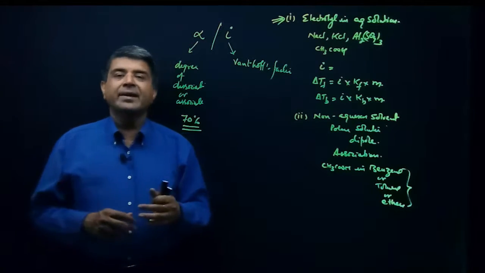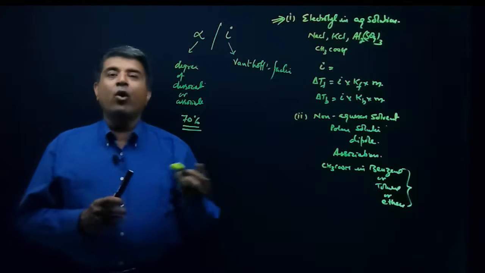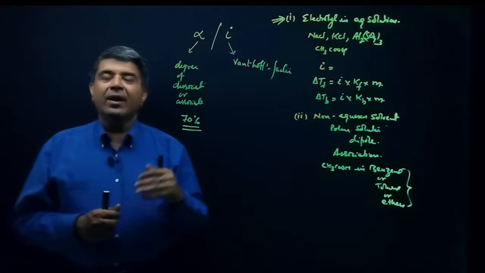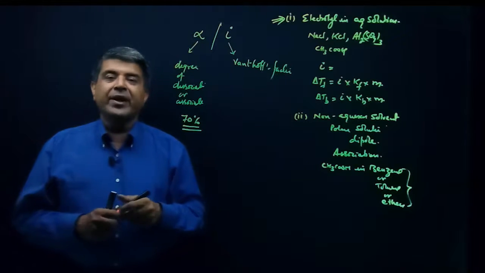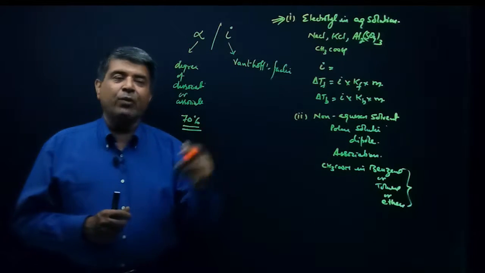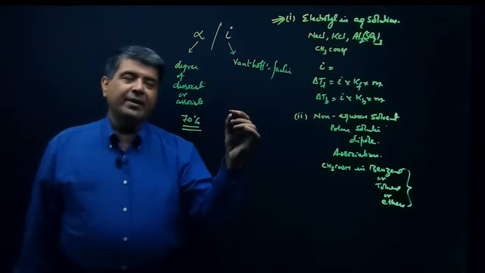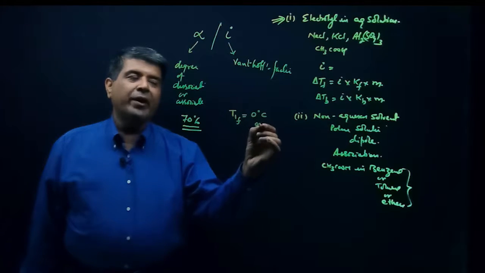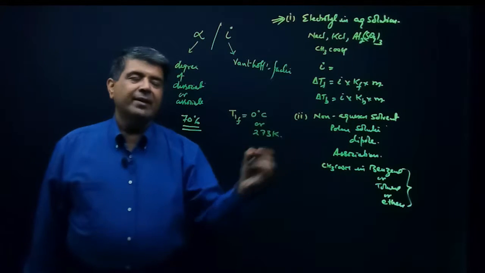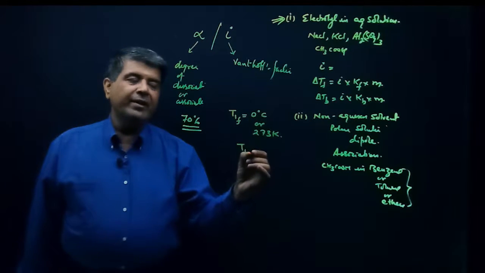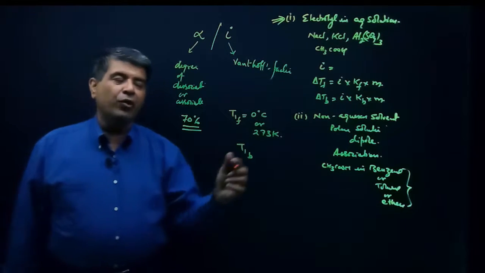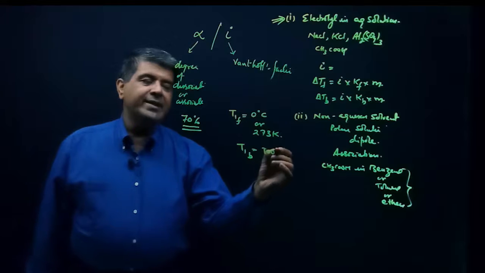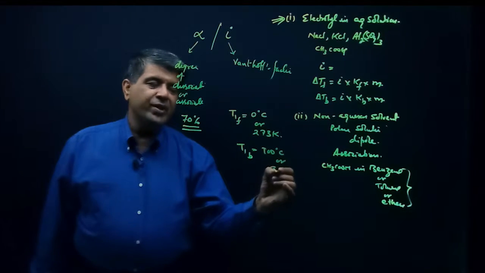And the third mistake is a silly mistake. If you are calculating the boiling point of a solution or freezing point of a solution, then you have to remember that if it is an aqueous solution, then T1 for the freezing point of water would be 0 degrees centigrade, or 273 Kelvin. Similarly, T1 for the boiling point, that is the boiling point of pure water, in this formula would be 100 degrees centigrade, or 373 Kelvin.